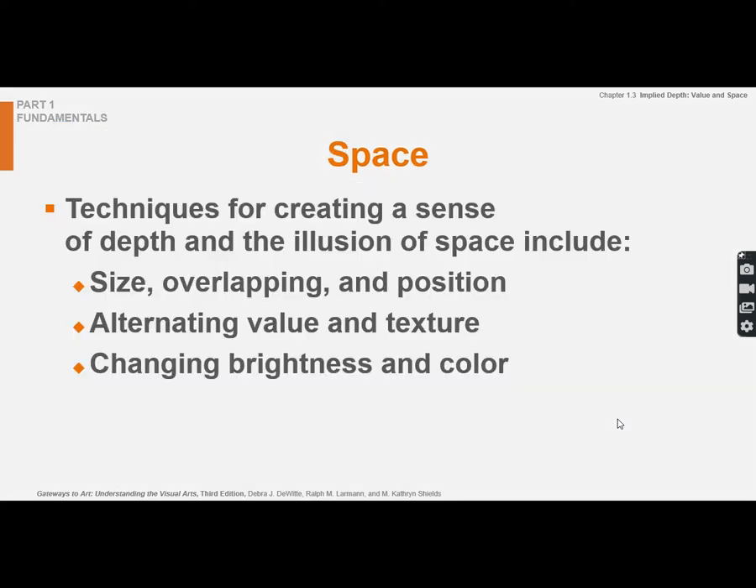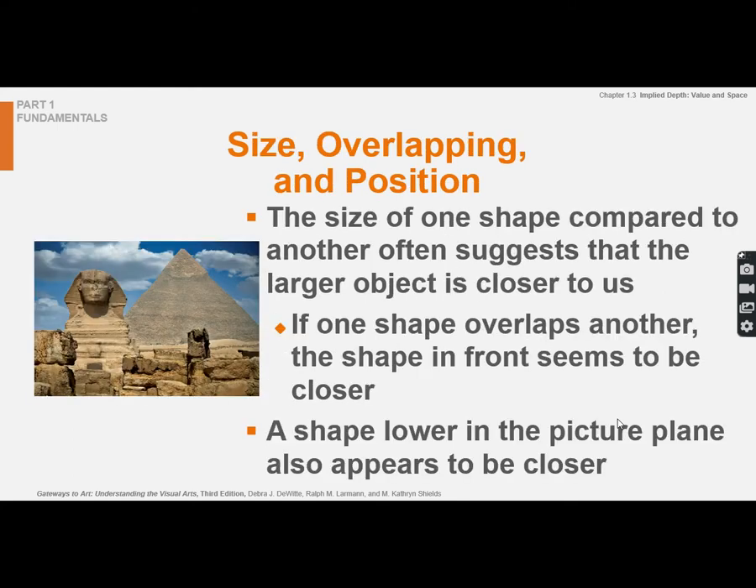Space. When we create space in a work of art, sometimes it's a small amount of space and sometimes it is giant areas of space. We use these terms like size, overlapping, and position. I'm going to talk about the Sphinx and the pyramid as two-dimensional because we're really looking at a photograph. In general, when we look at sculpture or architecture, we're talking about the thing, not the photograph.